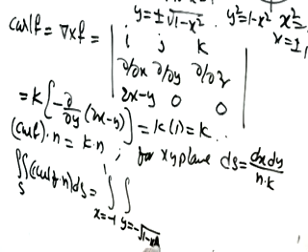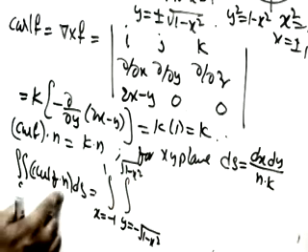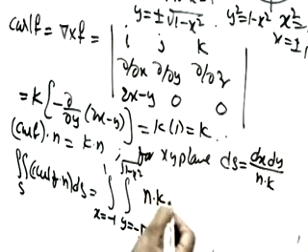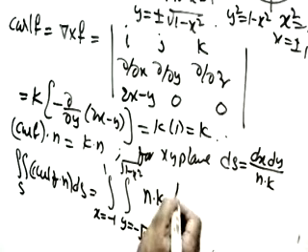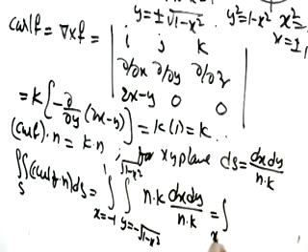Then y we have taken in terms of x: minus under root of 1 minus x square to plus under root of 1 minus x square. Now curl f dot n is nothing but n k dot n, or we can write n dot k into ds. The value of ds is dx dy divided by n dot k. So this n dot k will get cancelled.